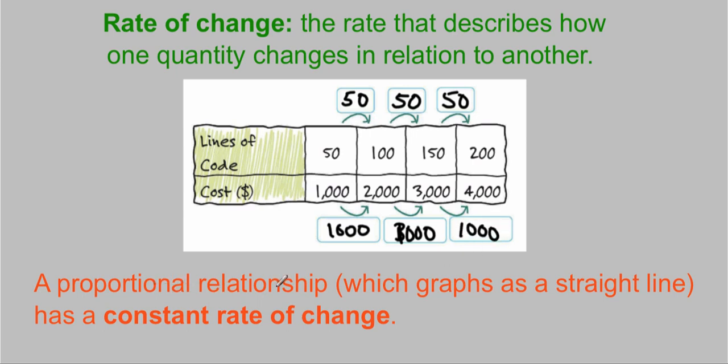So a proportional relationship, one which graphs as a straight line that we talked about in a previous lesson, has something called a constant rate of change. Each quantity changes by the same amount every time. So lines of code went up by an equal amount each time, and the cost went up by an equal amount each time. It stayed proportional all the way. It was a constant rate of change.